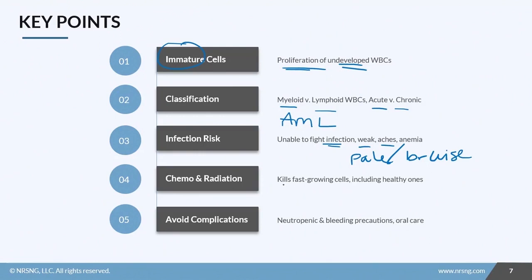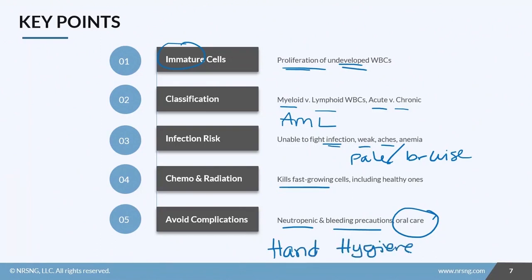Remember that chemo and radiation's goal is to kill fast-growing cells, including healthy ones. So we need to make sure we manage the patient's symptoms. And then we're going to put them on neutropenic precautions to keep them from getting infections, put them on bleeding precautions, and make sure we do really good oral care and take really good care of their oral health. And of course, anytime we have a patient at risk for infection, our number one intervention to decrease infection is going to be hand hygiene. So those are the basics of leukemia.